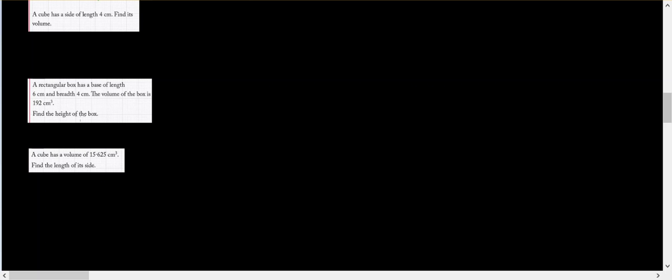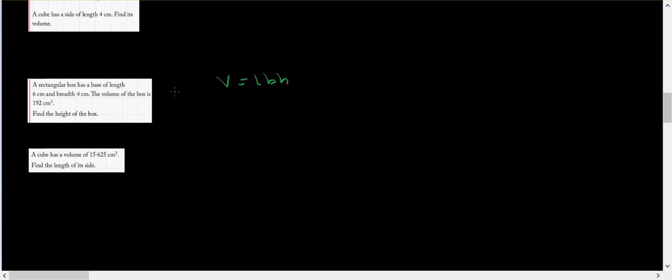So find the height of the box. What you've been asked to do here is a backwards type question. You need to understand the formula to be able to do this. The formula we use is this one here: volume is equal to length by breadth by height.